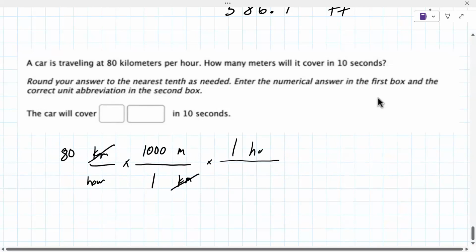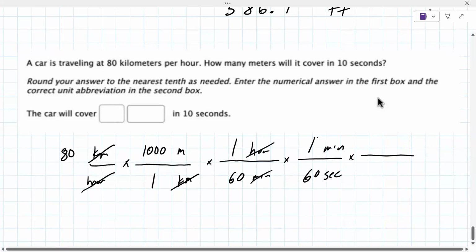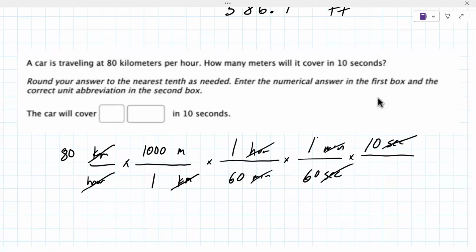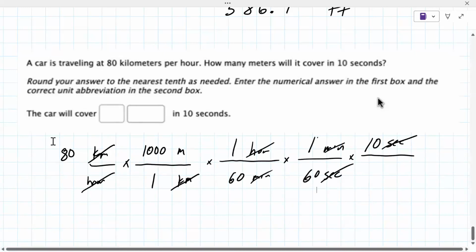So we know that in 1 hour, there are 60 minutes, and in 1 minute, there are 60 seconds. Then we multiply: the hours cancel the hours, the minutes cancel the minutes, and then we multiply by 10 seconds. Those cancel as well. So 80 times 1,000. What would be under the 10 seconds?